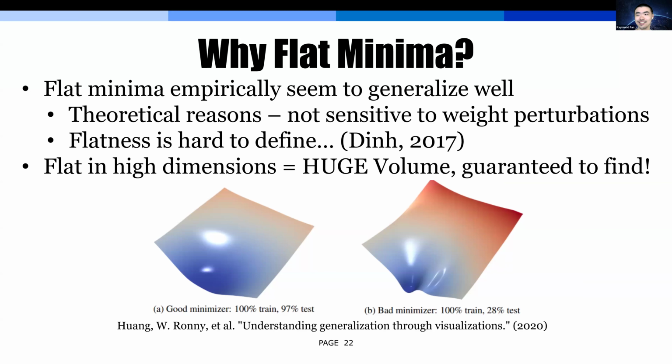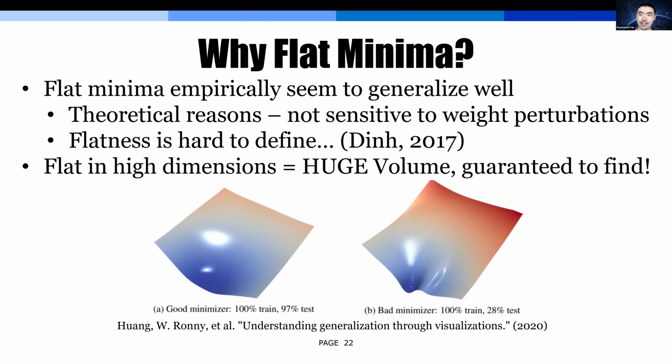Unfortunately, one of the issues with this hypothesis is that flatness is actually pretty hard to define because networks have a lot of invariances. So what exactly is a sharp and what exactly is a flat minima? People have debated about this and how to measure them. And the more recent idea that I mentioned, the volume hypothesis, is that if a minima is flat in a large number of dimensions, it's going to have a huge volume compared to the sharper minima.